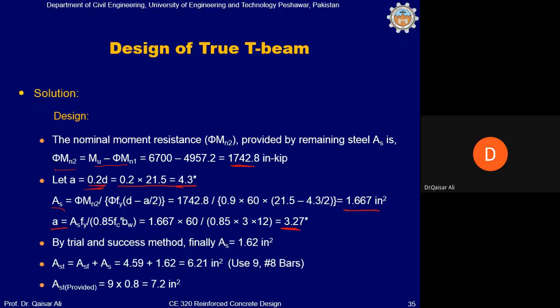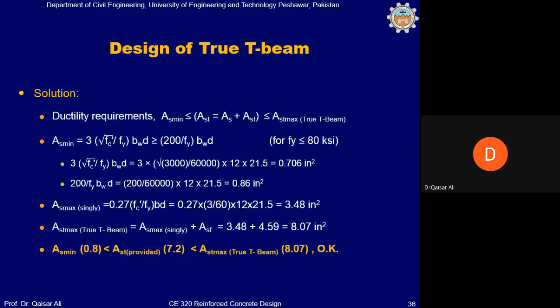We know that this extends into the flange, the web part. So this is 3.27. After we finish our trials, As comes out to 1.62 square inch. Total As, Ast, is equal to Asf, which was calculated in the previous step, plus As calculated right now. So this is 4.9 plus 1.62, which is 6.5 square inch. We'll use 9 number 8 bars, and the total area actually comes out to be 7.2 square inch now.